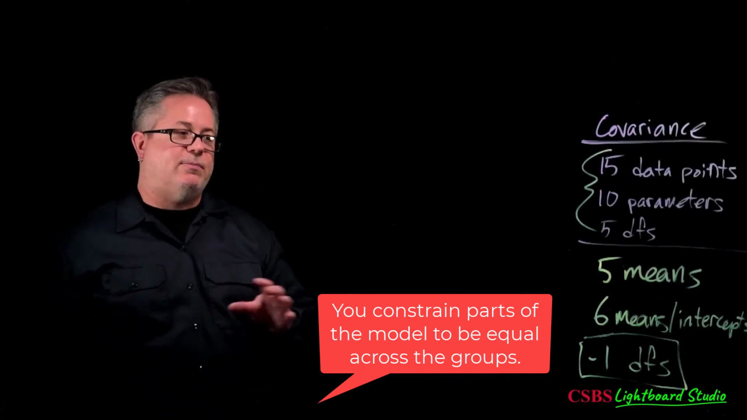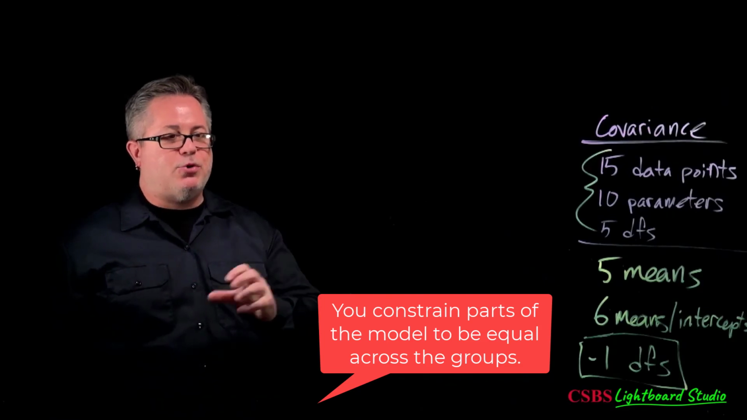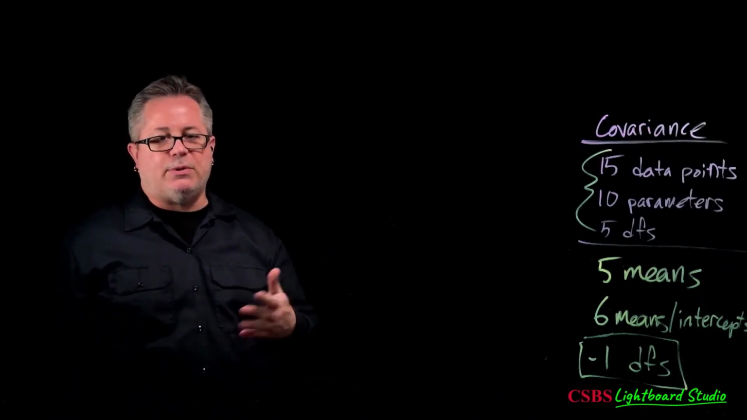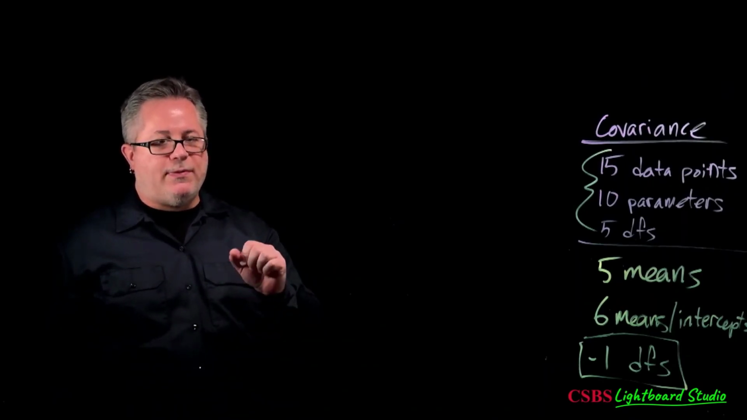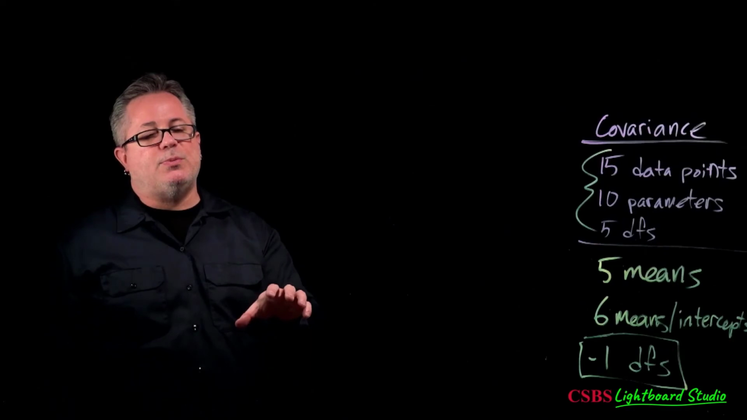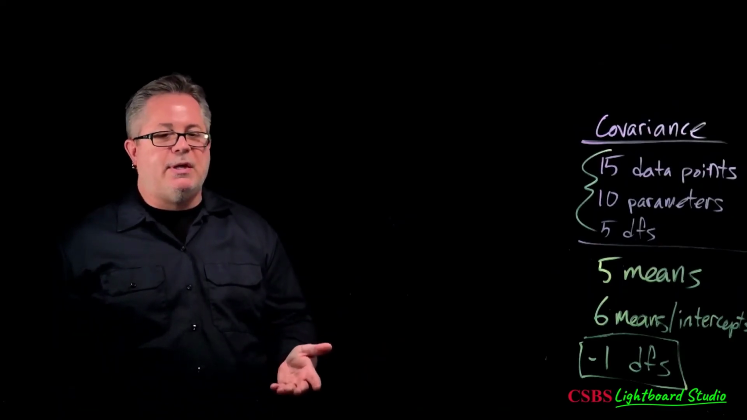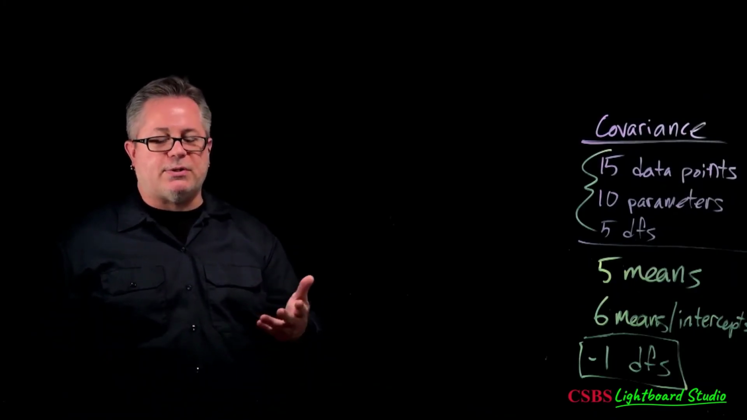All right, so you have multiple groups, and then you can constrain parts of the model to be equal. So if you want to compare the groups and say, hey, are these groups different or equal on the regression coefficients or on the loadings? We fix those to be equal across the groups. If it still fits, that means the groups are roughly equal on those things, right? If it doesn't fit, then it tells us that the groups are likely unequal across those things.